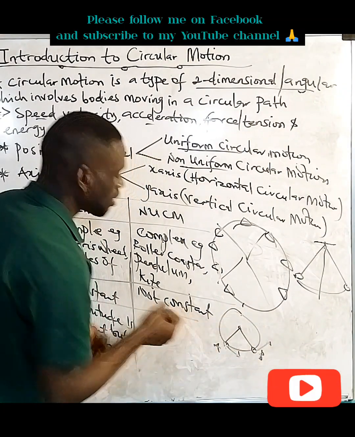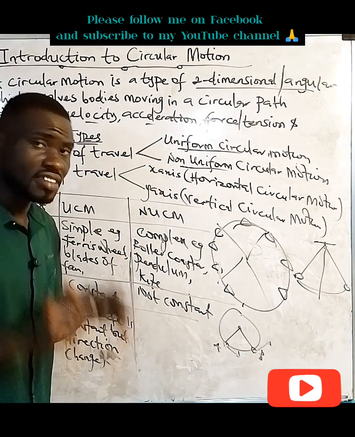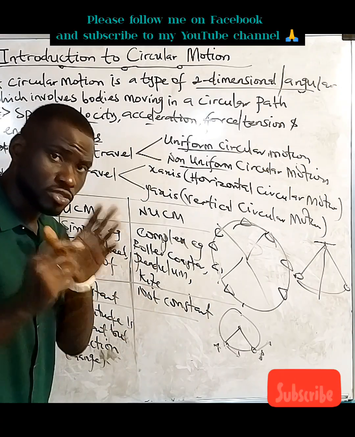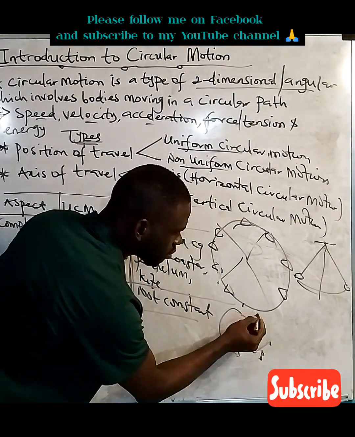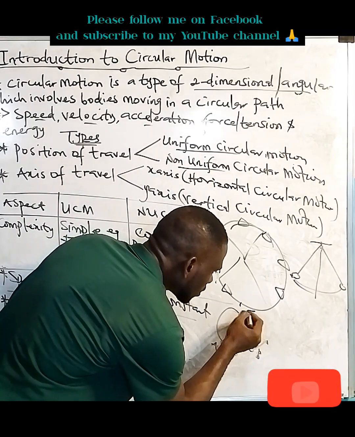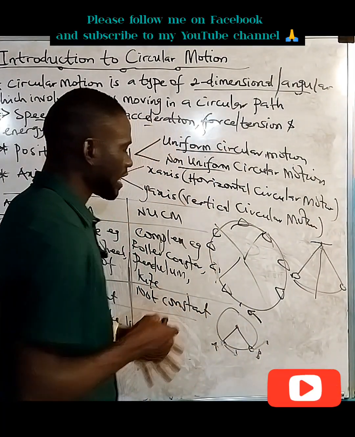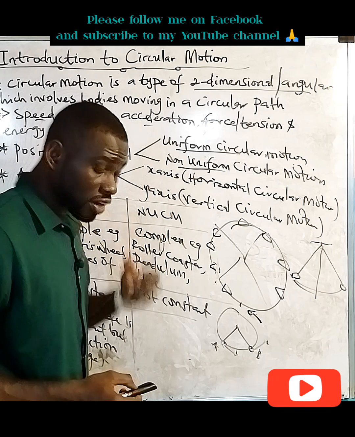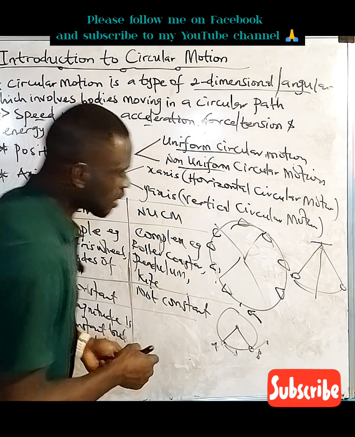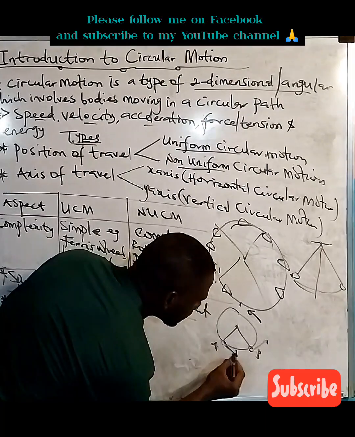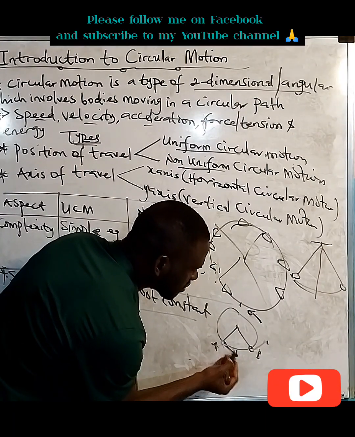Now don't forget something. We have two types of velocity, as I said, under circular motion. We have what we call the linear velocity, and we have what we call the angular velocity. So don't forget, we're talking about velocity here. Velocity is a vector quantity. So right here, this is a linear velocity. We call it linear velocity or tangential velocity.